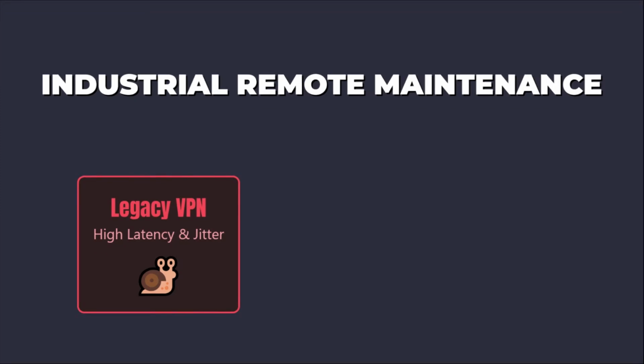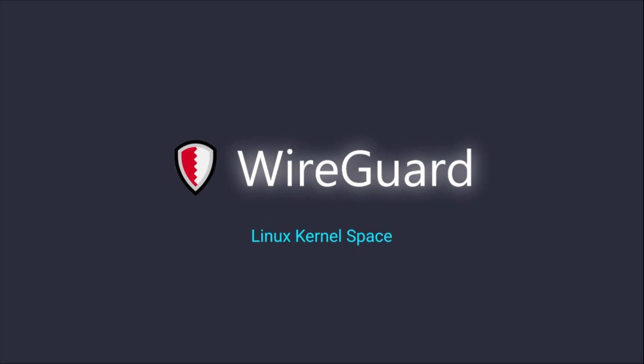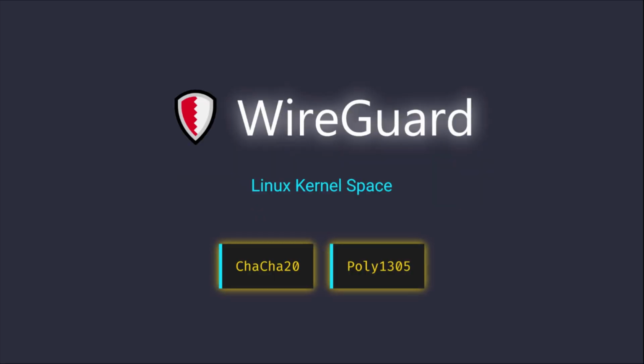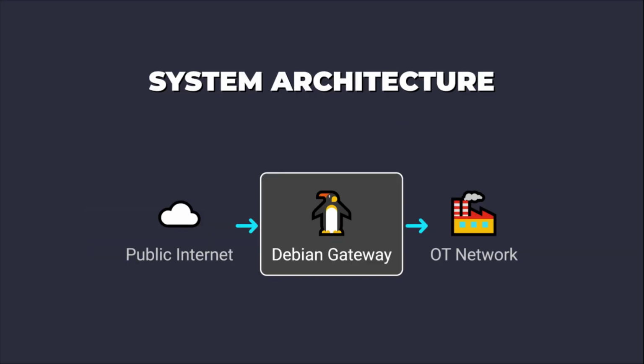Industrial remote maintenance demands minimal latency and jitter, a requirement often failed by legacy IPsec or OpenVPN due to excessive overhead. WireGuard operates efficiently in the Linux kernel space, utilizing the modern ChaCha20 and Poly1305 cryptographic primitives. This combination ensures high throughput and low resource consumption, critical when tunneling supervisory control and data acquisition protocols across wide area networks.